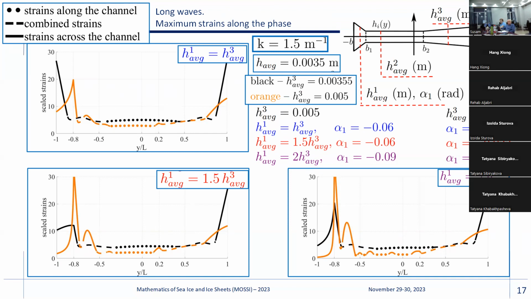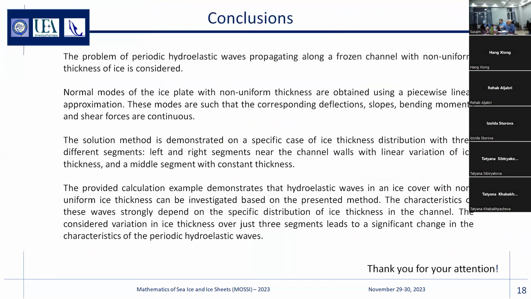So here is the conclusion of this presentation, and the main conclusion is that even very small angles of inclination of ice thickness can lead to a big change of wave characteristics, wave profiles, and critical speeds.